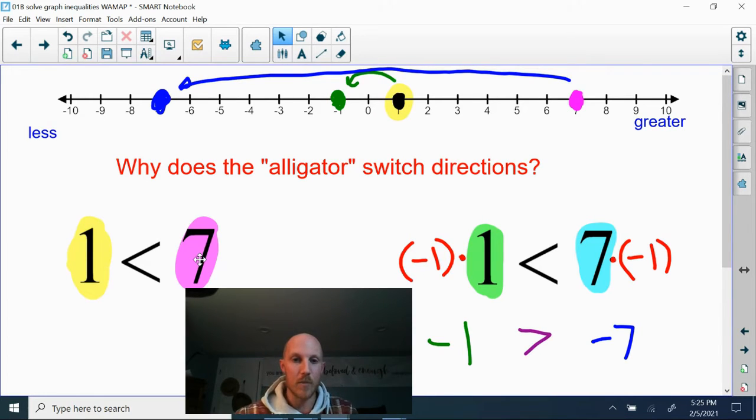When I multiplied both of those numbers by -1 to create the opposite, -1 and -7, when I graph those, I can see that now the green one is further to the right. It is the greater number, right? And so if we didn't change the inequality symbol, this would make no sense. It would be saying something like -1 is less than -7, and that's not what we see in reality. It's not what's illustrated on this number line.